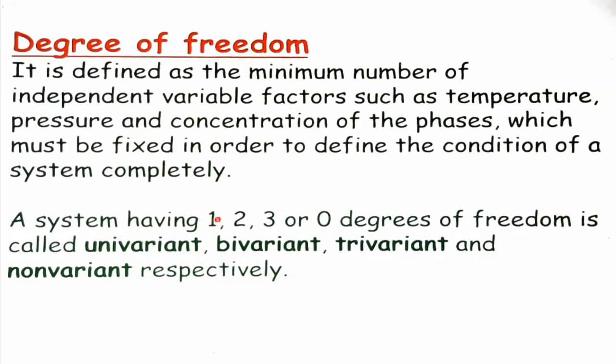So if degree of freedom is 1, it means one variable we can change without disturbing the equilibrium, then the system is called univariant. If no variable is there, it means we cannot change temperature, pressure or concentration, no variable we can change. If we change any variable, then the system will be disturbed or equilibrium will not be established, then the system is called non-variant system.